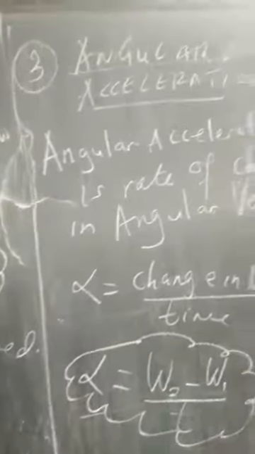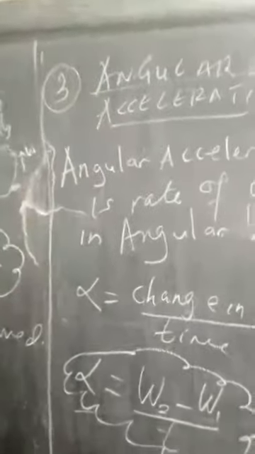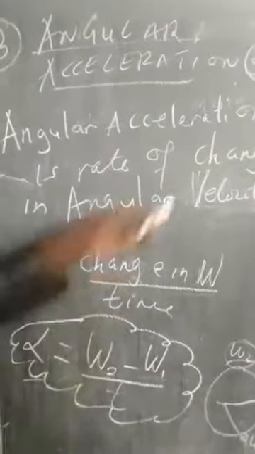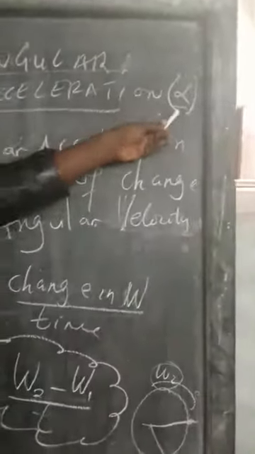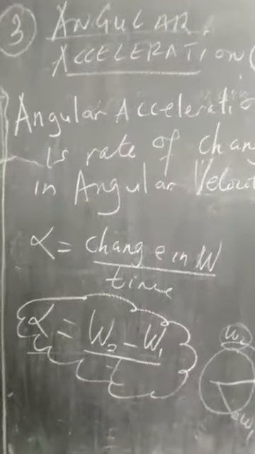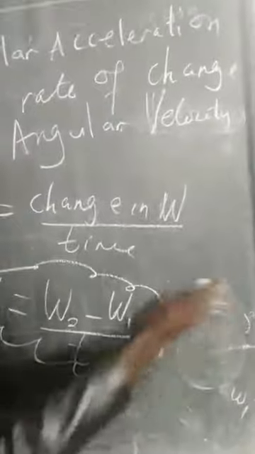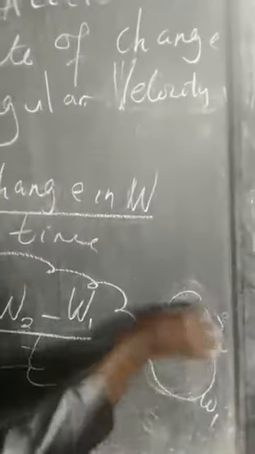Another terminology of circular motion is angular acceleration. Angular acceleration is represented by this symbol. So angular acceleration is the rate of change in angular velocity. For instance, unapofanya a certain rotation of an object.